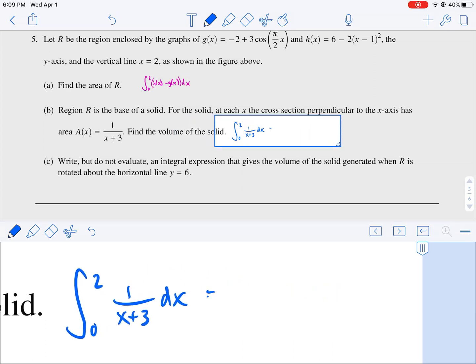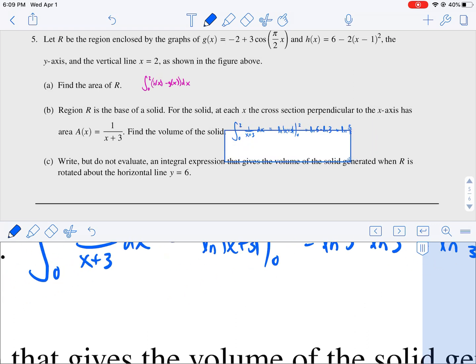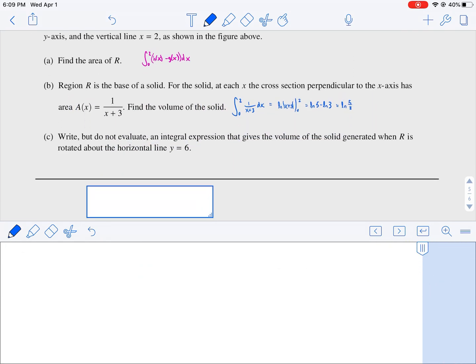Okay, and then this antiderivative is just natural log of absolute value of x plus 3, evaluated from 0 to 2, gives us natural log of 5 minus natural log of 3. You can leave your answer like that. That's what the rubric did, which I was kind of surprised. I wrote it like this using a property of logs. Okay? So they just flat out told you the area, so you didn't have to do anything there. You just use that function.